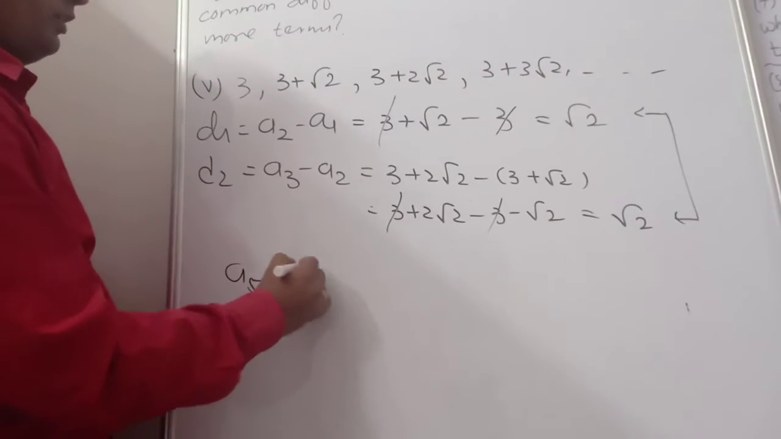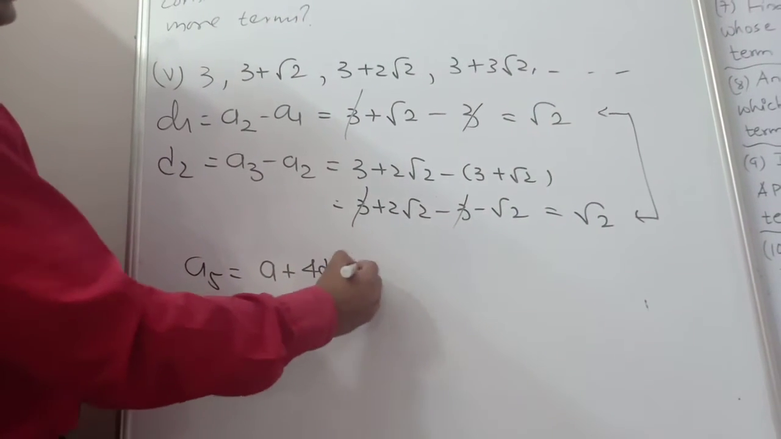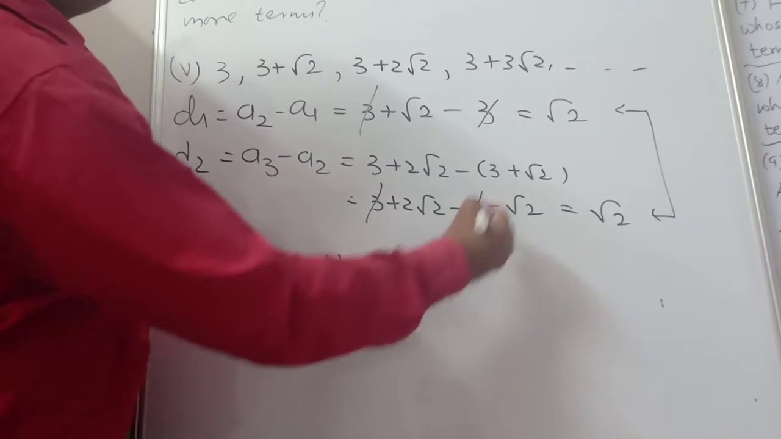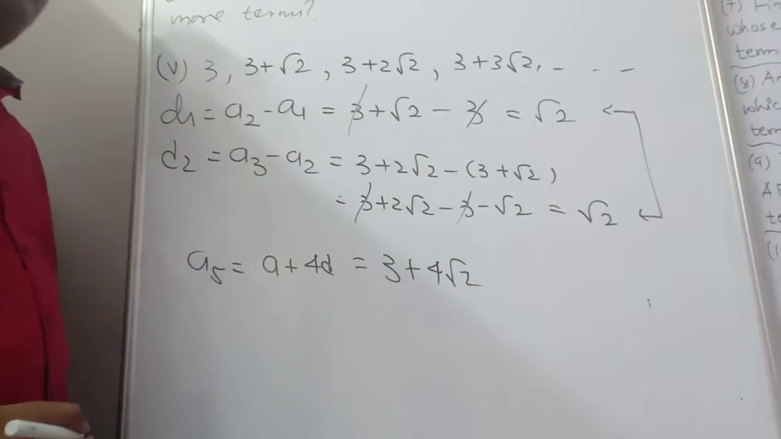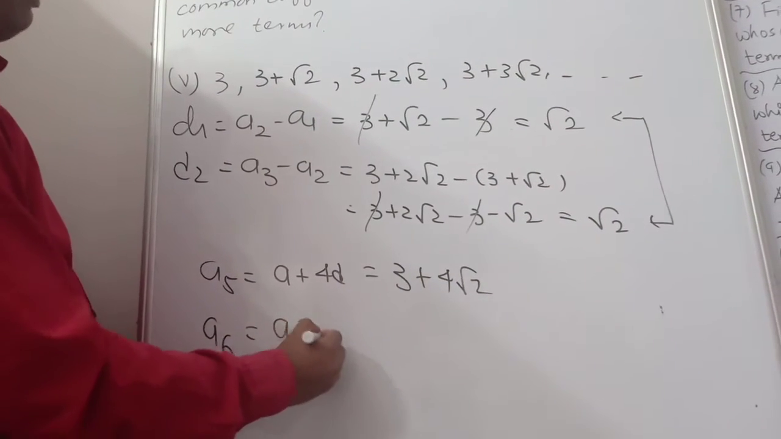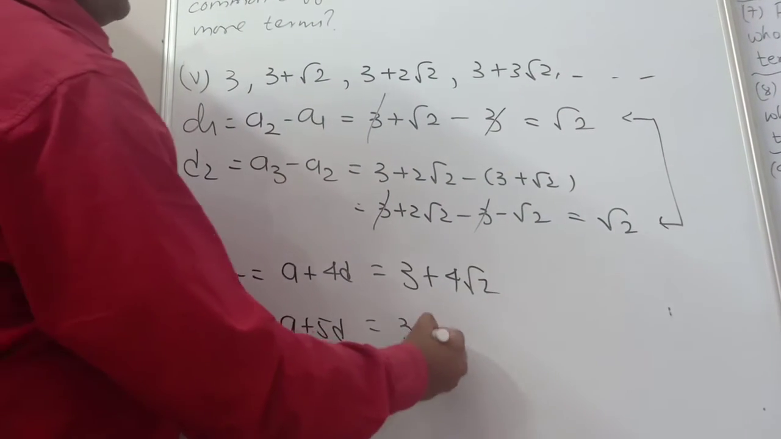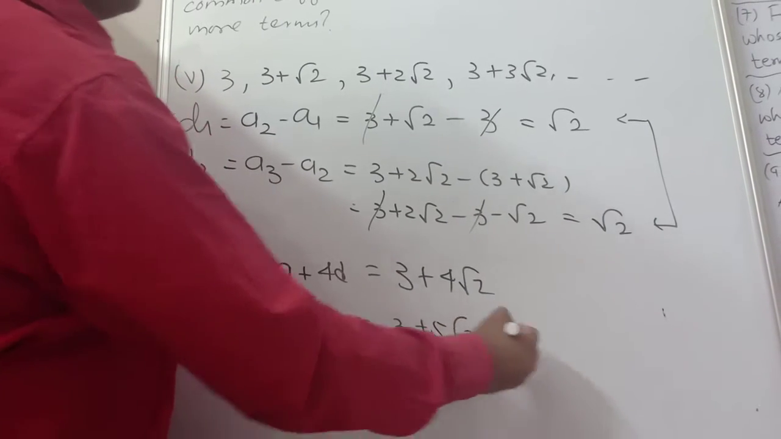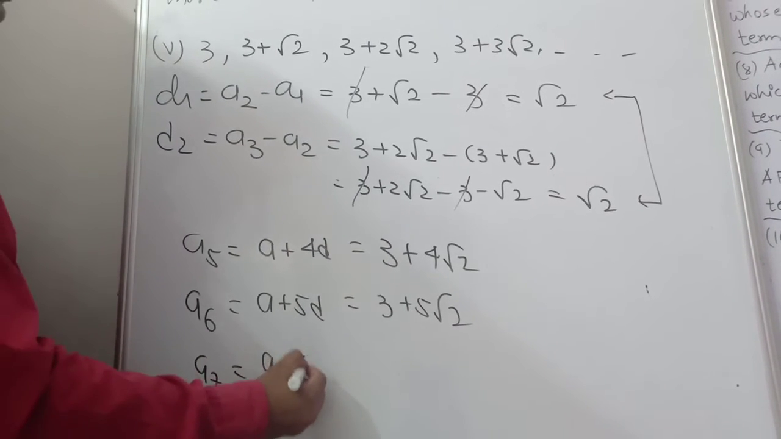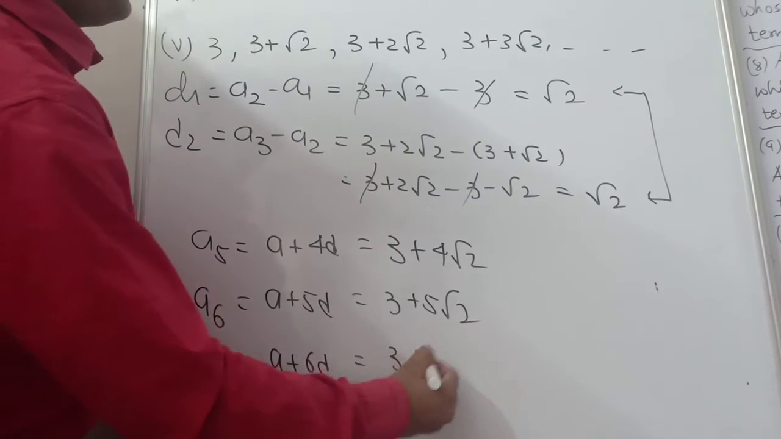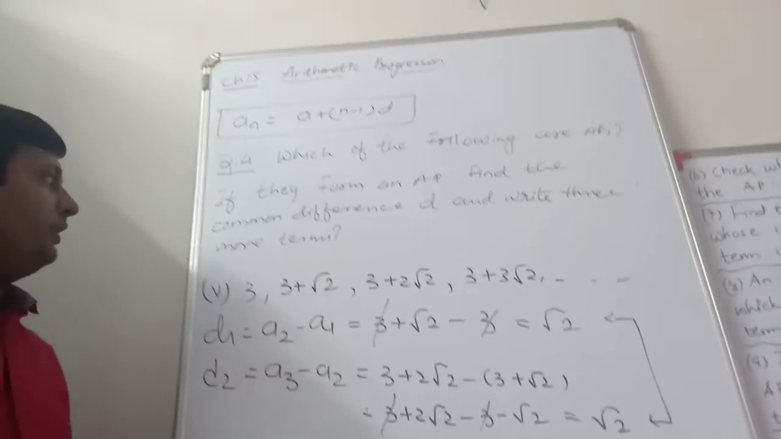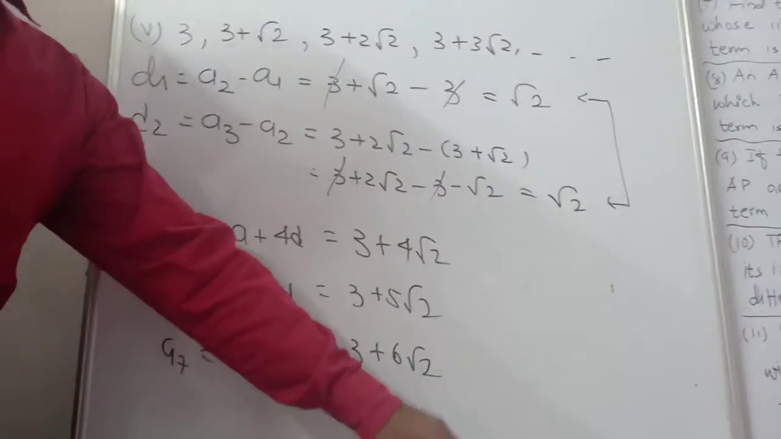So A5 is equal to A plus 4D. Okay, A means first term. Here first term, that means 3, and common difference, that means root 2. So 3 plus 4 root 2. Okay, sixth term. Okay, A plus 5D. A means 3 plus 5, D means under root 2, right? Okay, and the 7th term, that means A plus 6D is equal to 3 plus 6 under root 2. Clear? So this one is the answer of our question 5. Clear? Chalo, now more questions.